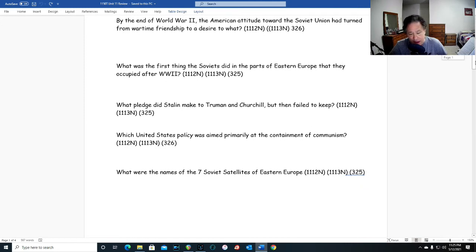So what was the first thing that the Soviets did in parts of Eastern Europe that they had occupied after World War II? They turned these Eastern European countries into Soviet satellite states with one-party communist governments. And so what pledge did Stalin make to Truman and Churchill, but then failed to keep? He pledged at the Yalta Conference in March 1945 to allow these countries of Eastern Europe that they had rolled into in their war against the Nazis to have free elections. And he broke that promise almost right away.